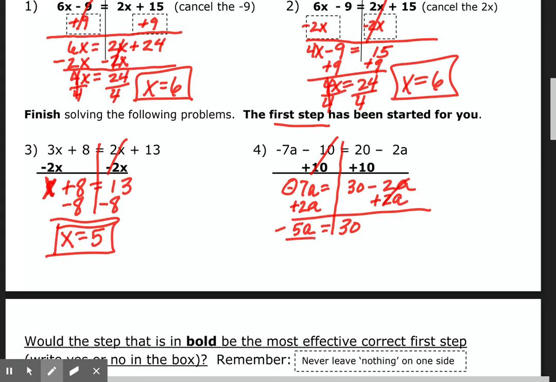And then I divide both sides by negative 5. All right, so we have 30 divided by negative 5 is negative 6. And there you have that.